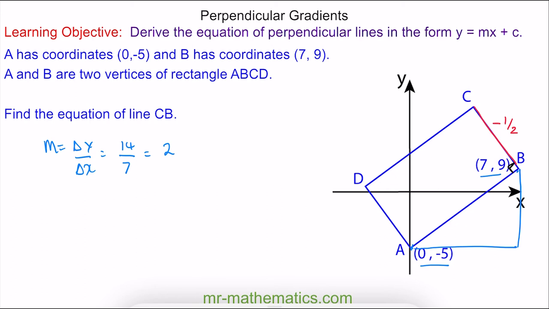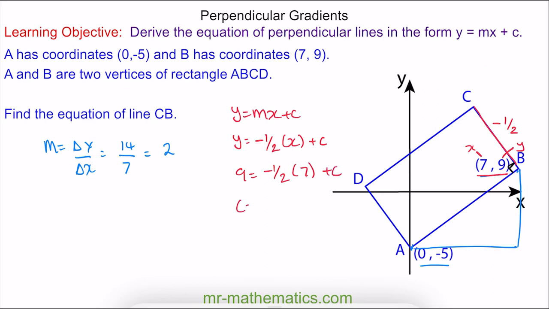So for the equation of line CB, we have y = mx + c. M, the gradient we found, is -1/2, so y = -1/2 x + c. We know line CB touches the coordinate (7, 9), where x is 7 and y is 9. We'll substitute these two values into our equation. So 9 = -1/2 of 7 plus c. So c is equal to 9 plus 3.5. c is equal to 12.5. So the equation of line CB is y = -1/2 x + 12.5.